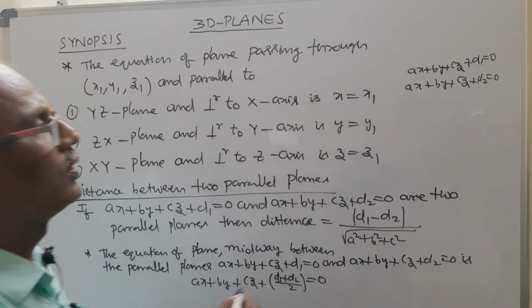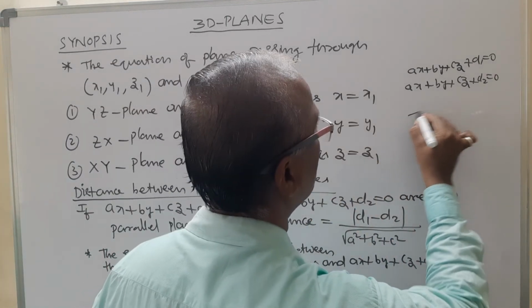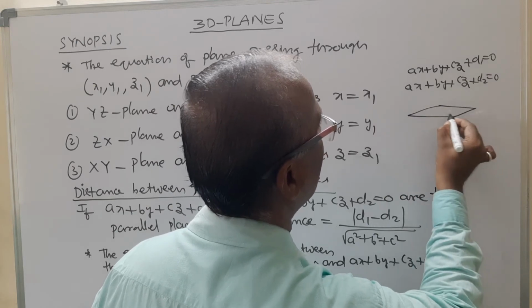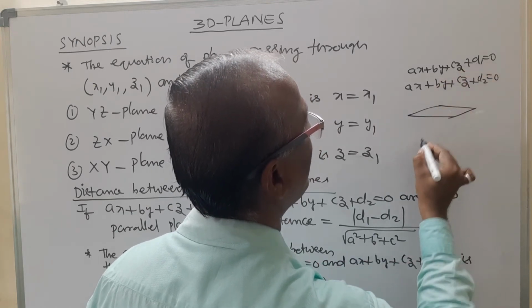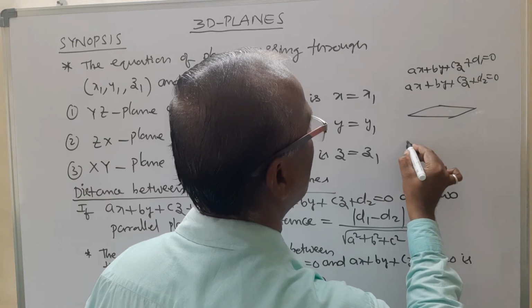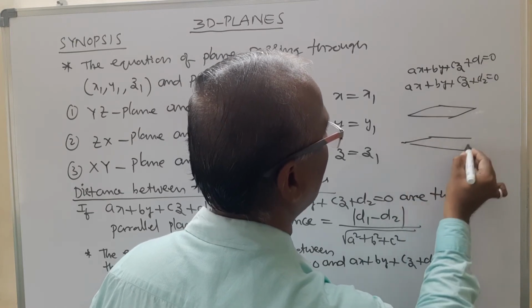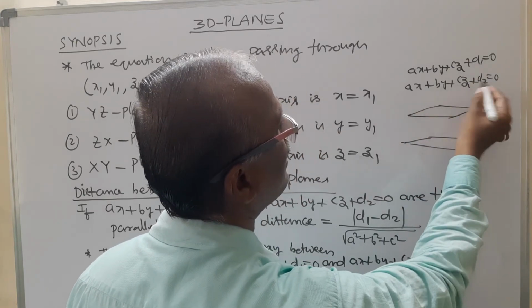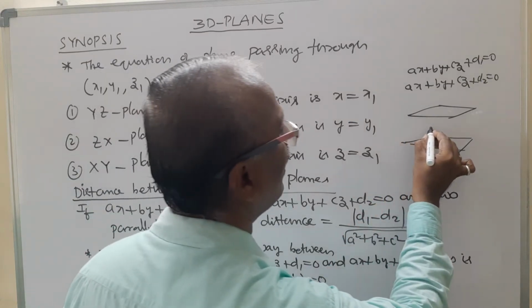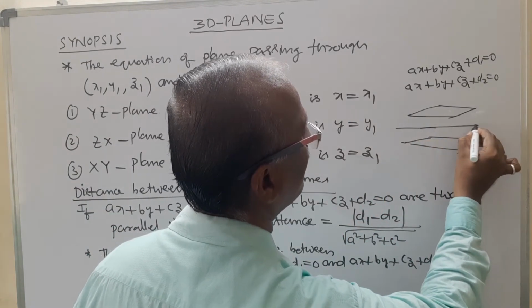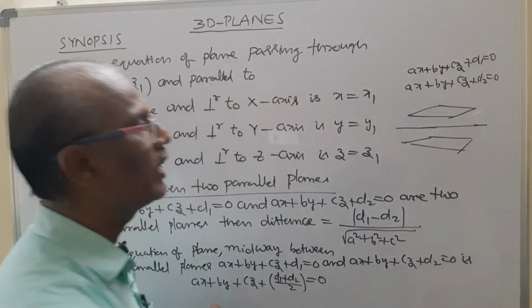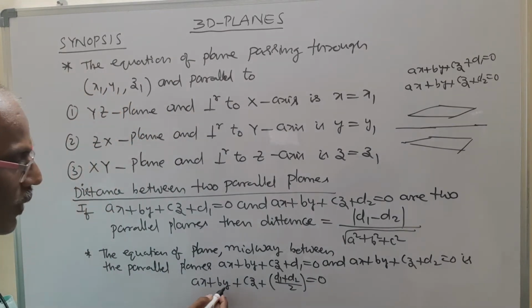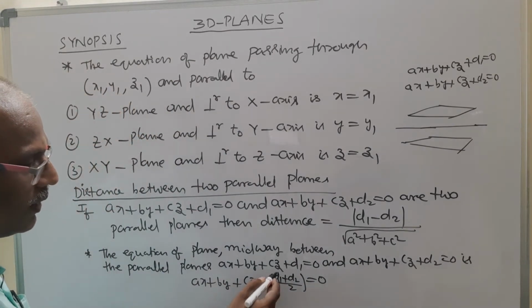Another one, here the two planes. This is the first plane equation, ax plus by plus cz plus d1 equal to 0. This is the second plane equation, ax plus by plus cz plus d2 equal to 0. The midway plane equation is ax plus by plus cz plus (d1 plus d2) by 2 equal to 0.